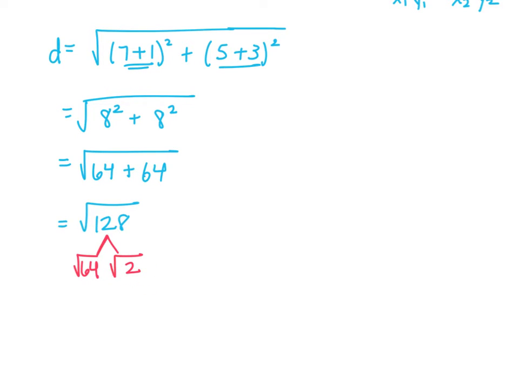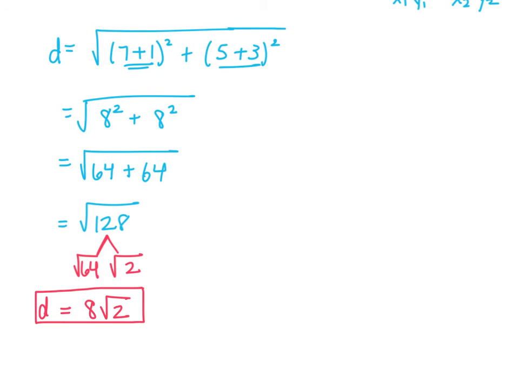The 2, there are no perfect squares that fit into the 2. So our answer is 8 times the square root of 2. That is our distance. Well, that was kind of fun.